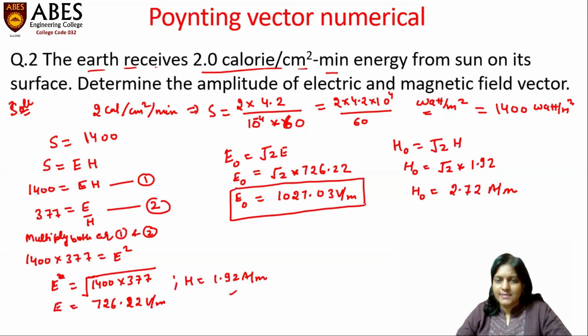This is the answer: the amplitude of the electric field, and this is the amplitude of the magnetic field. So in this question, we first convert the Poynting vector into the standard form.